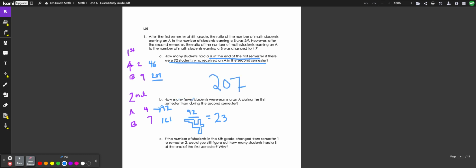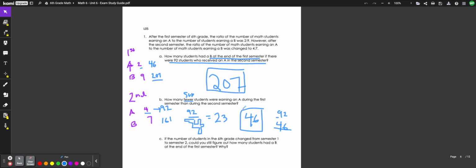Question B, how many fewer students, so because it says fewer, we're going to need to subtract, how many fewer students earned an A during the first semester? First semester was 46. Then the second semester was 92. When we subtract that, hopefully you can see that it goes from 2 to 4. It doubles. So this is half. That would be 46 kiddos. 46 fewer students were earning an A the first semester compared to the second semester.